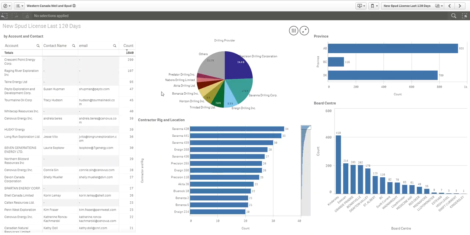Following is a quick example of how we can use a Qlik BI tool to help us evaluate what our market penetration is by drilling rig by area, and allow us to put together a sales plan to figure out how we can close the gap.